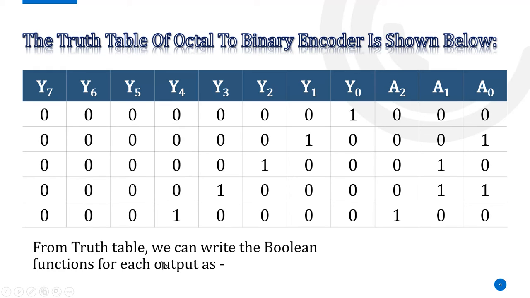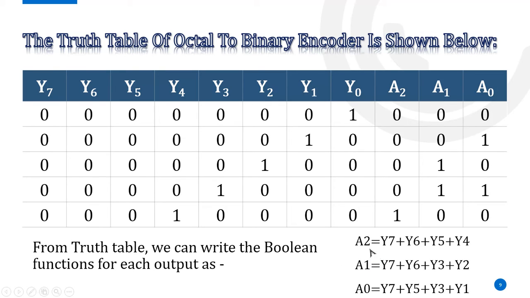Then from the truth table we can write the Boolean function for each output. So from this output, how you have achieved A0, A1, and A2, is shown over here. You can see y7, where is it? A2 is here. Over here we have rewritten this, and y7 will represent this one. Y6 also will be this one, y5 will be this one, and y4 will be this one.